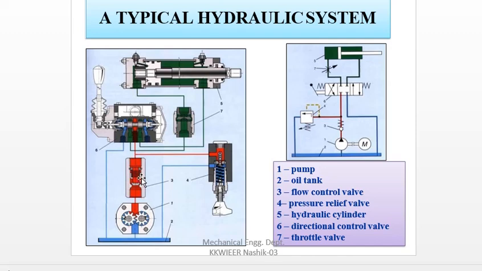The flow control valve, pressure relief valve, hydraulic cylinder, direction control valve, and throttle valve, which can also be the flow control valve. All the components are shown in this diagram. I can say it is the cut section of this circuit.